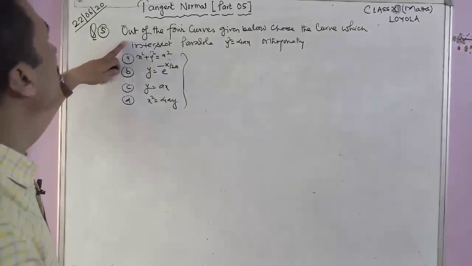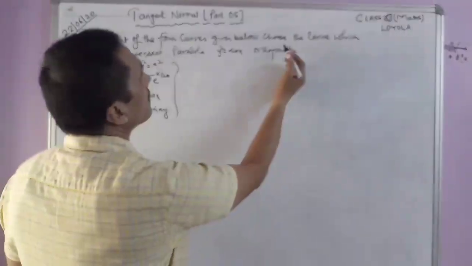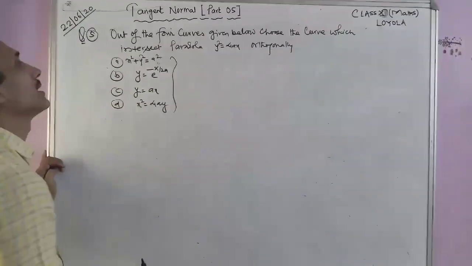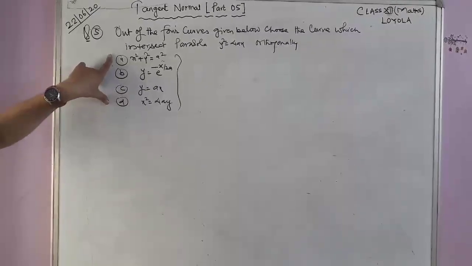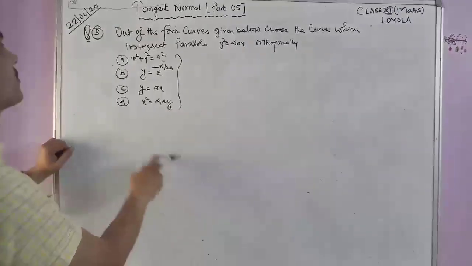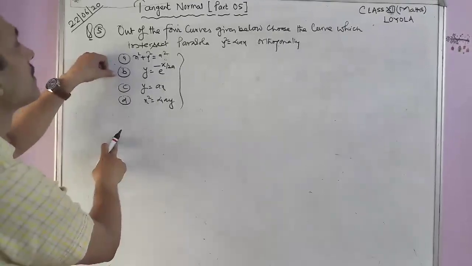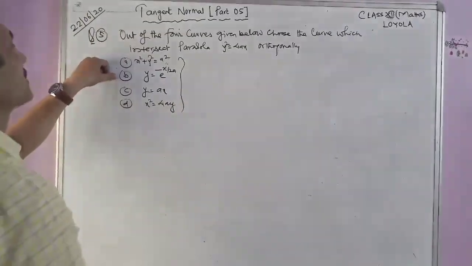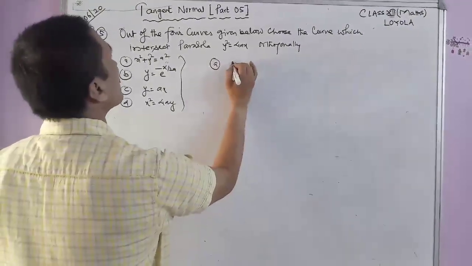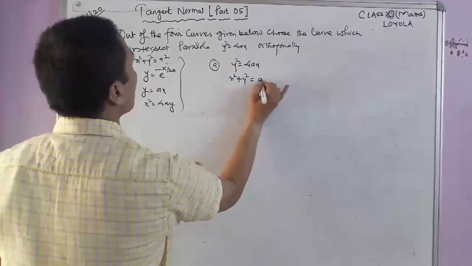And the fifth one is, out of the four curves given below, choose the curve which intersects parabola y square equal to 4ax orthogonally. Here objective question, y square equal to 4ax is a given curve. We have to choose out of these four with which curve this parabola intersects orthogonally. We take first y square equal to 4ax and x square plus y square equal to a square.